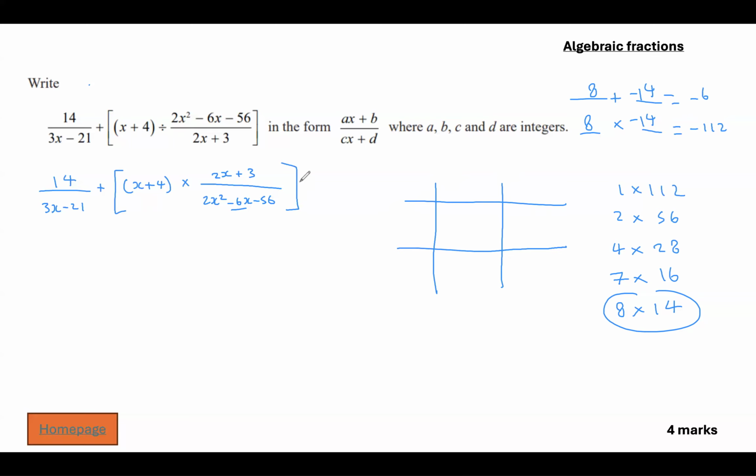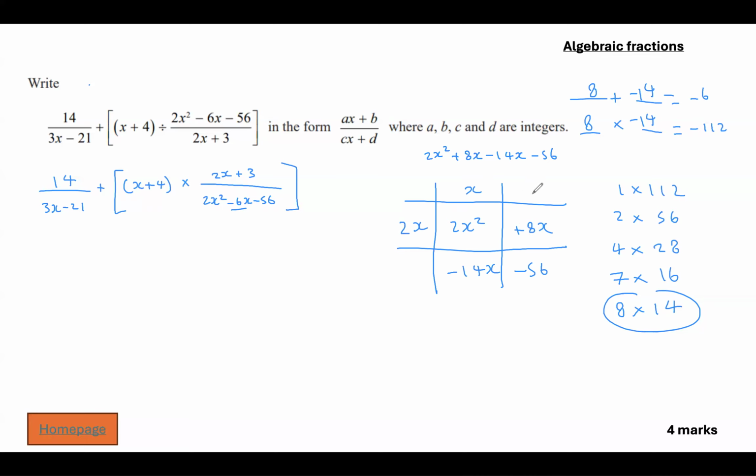So we can rewrite this as 2x squared plus 8x minus 14x minus 56. So we're going to write these in here. Now, x times x gives us x squared. One of them has to be a 2, so we could put the 2 over here.